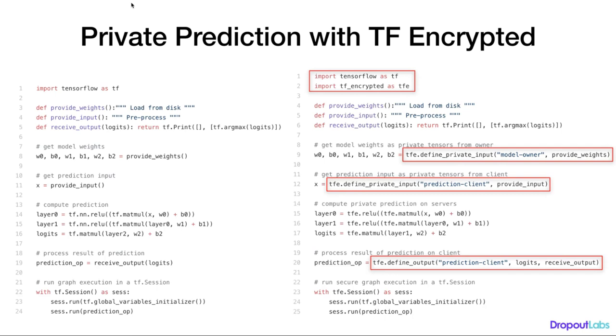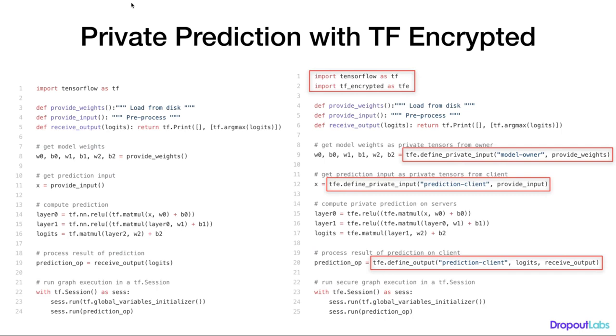Then we define our model as we did before, and we arrive at logits. These are also now secret shared logits, encrypted logits, that instead of calling receive output directly on these, we're now saying send these shares of the logits to the prediction client, reconstruct the output, and then call receive output on that result. And then again, we run that using an ordinary TensorFlow session.